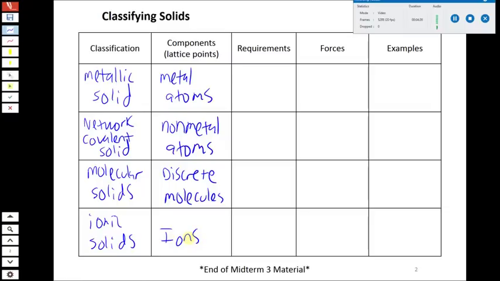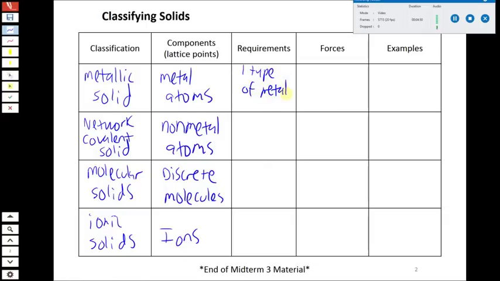So those are the components of these, and then you're kind of using this column here, what the lattice components are, and then you can identify them based on that. So if we want to know if something is a metallic solid, we look at the formula of the substance, and a metallic solid just has one type of metal in the formula.